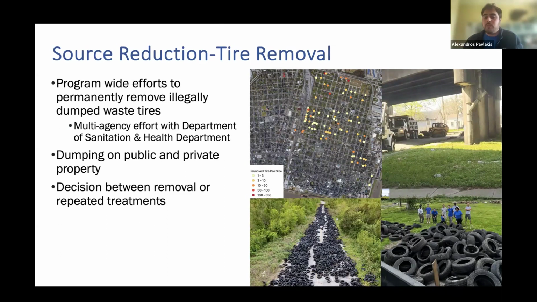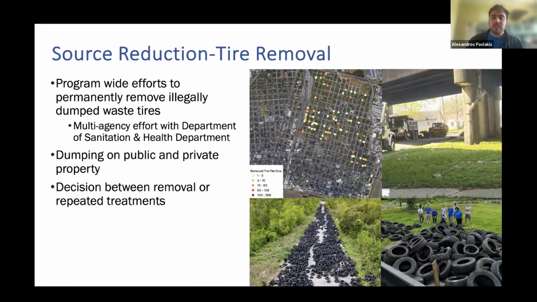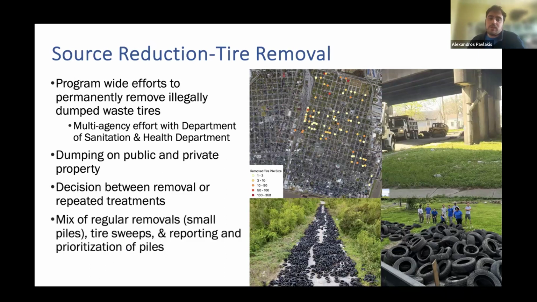And when we're doing this, we have this decision between, should we remove these tires or do we need to do repeated treatments? What's most cost effective? Is it getting the staff to remove them permanently and get rid of the site, or is it easier to come back and retreat them? And how often do we need to retreat them? So what we do for tires is a mix of regular removals of smaller piles, which our staff can do with our limited equipment.